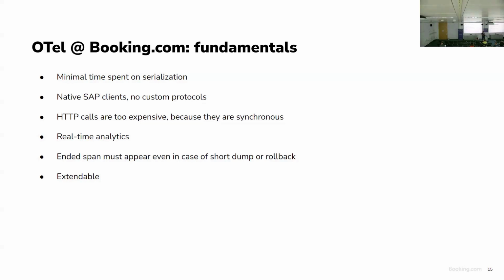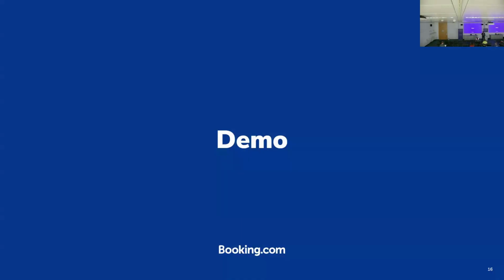So we wanted to have real-time analytics. For example, an ended span must appear even if we have a short dump or rollback. For example, we have business events. Why are business events not really suitable for telemetry? Because business events come only after commit. But we also want to see if something bad happened before commit. Ideally, we need to see it. And of course, our framework should be extendable.